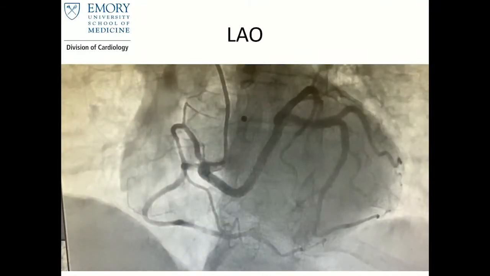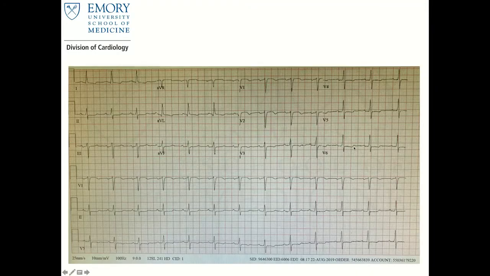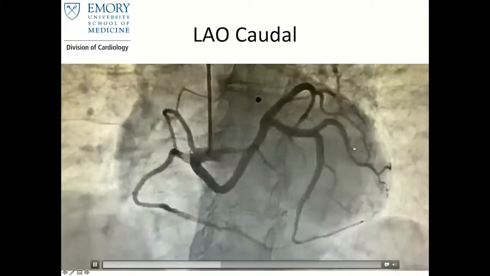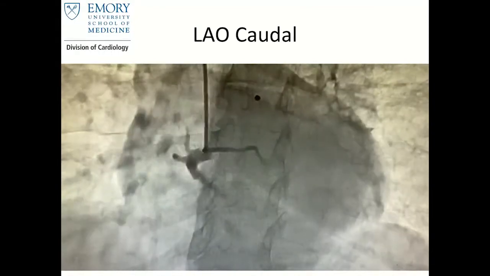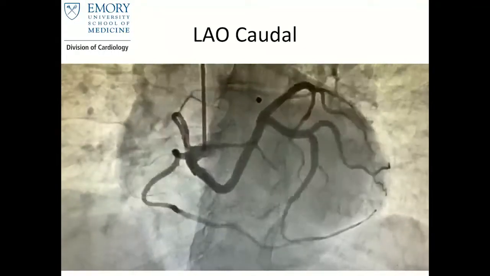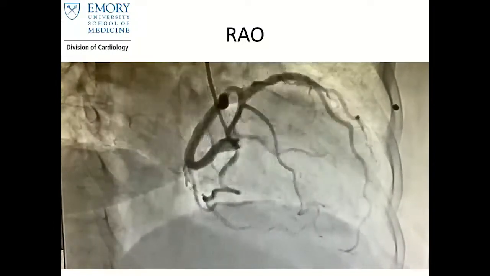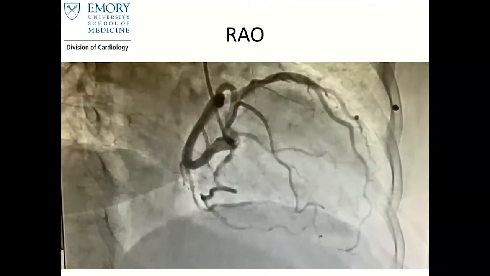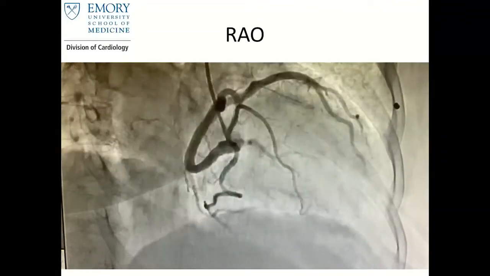This is it. Going backwards now. Okay. So this is in an LAO caudal projection again. Just let you guys look at it, but again, the similar findings. And then this projection is RAO, which I think is particularly helpful because you can see that the anomalous left actually goes posteriorly as it exits, which will have some significance that will be appreciated later in this talk.